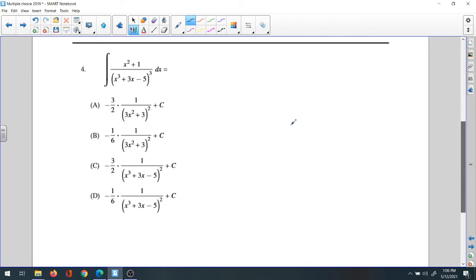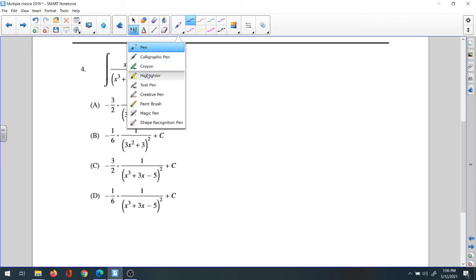And we have question 4. Integrate x squared plus 1 over x to the third plus 3x minus 5, to the third power. If you see that, we're going to use the substitution method. Why do we use the substitution method? Because if you look at this quantity, x to the third plus 3x minus 5, and you find the derivative for it, you drop 3, then you're going to have x exponent 2, and the derivative of 3x is 3. And 3 divided by 3 is 1. Anyway, you're going to substitute for that.